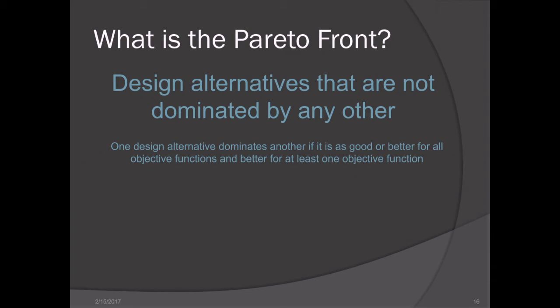We say that a design alternative dominates another if it's as good or better for all the objective functions and better for at least one objective function. You can turn that around; it's a little easier to understand, I think, if you think of the 5 objective functions that we talked about. If you have a design where one objective value is better than the others, and the other 4 values are at least as good, then you have a point that's on the Pareto front.